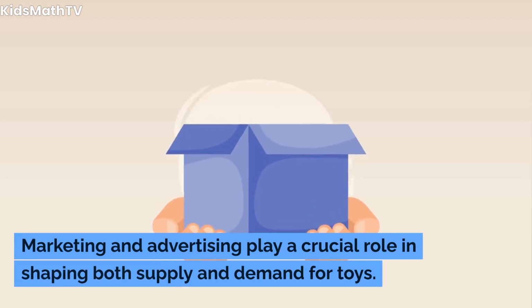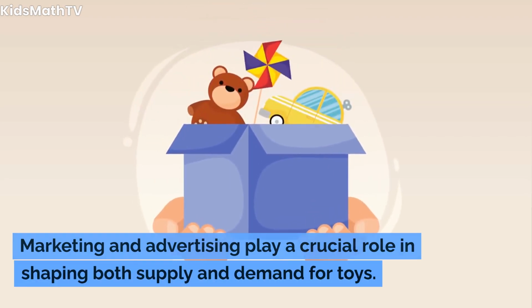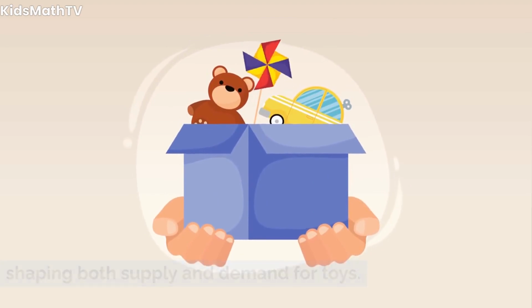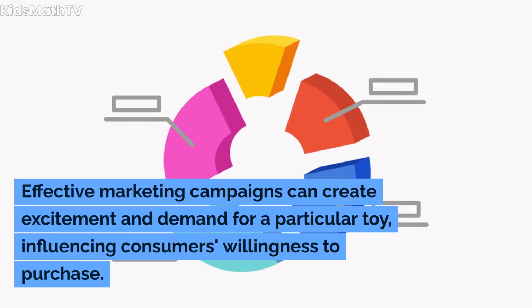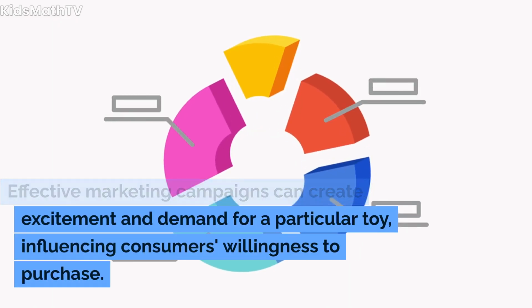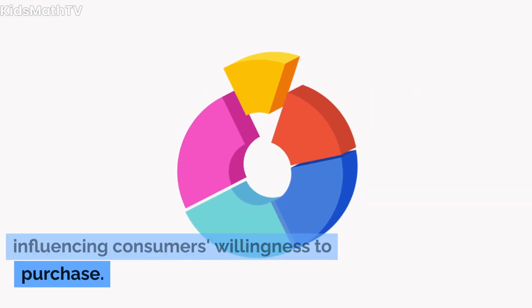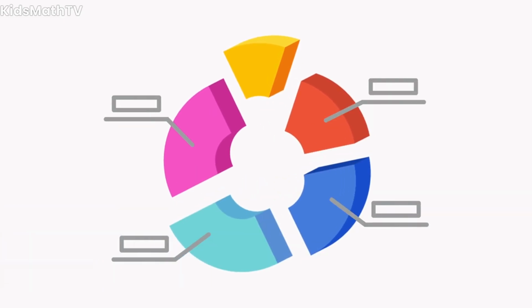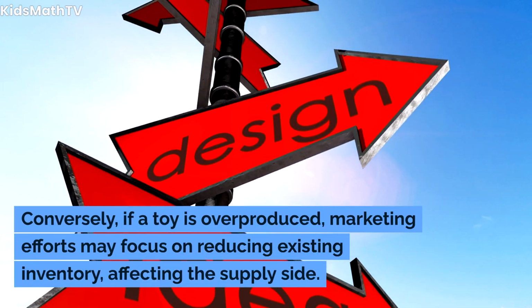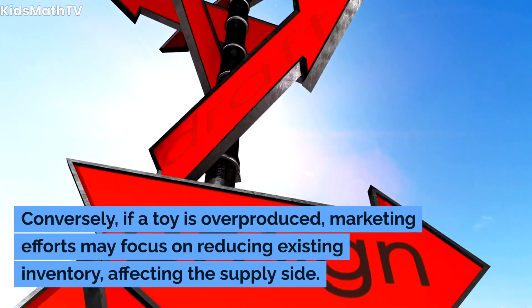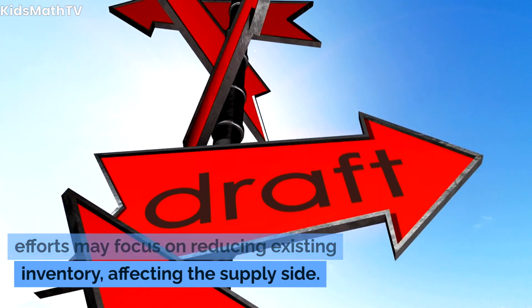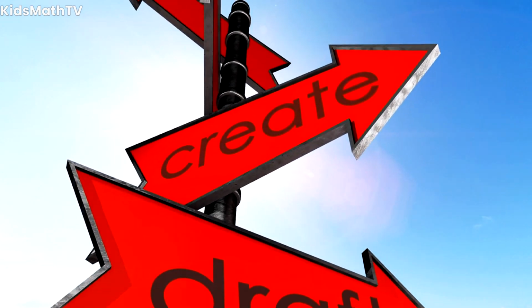Marketing and advertising play a crucial role in shaping both supply and demand for toys. Effective marketing campaigns can create excitement and demand for a particular toy, influencing consumers' willingness to purchase. Conversely, if a toy is overproduced, marketing efforts may focus on reducing existing inventory, affecting the supply side.